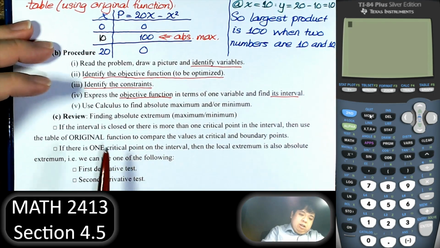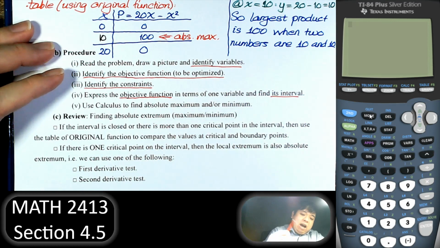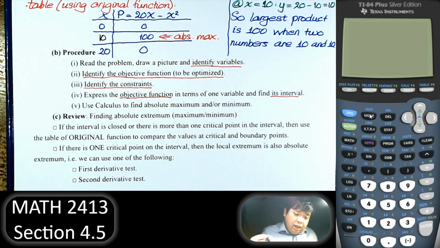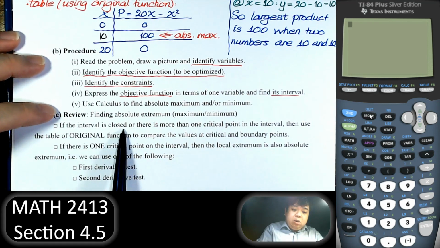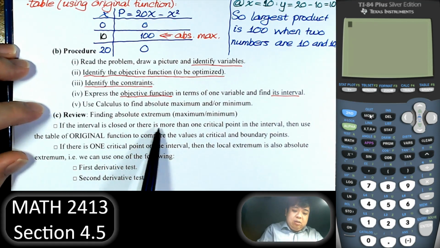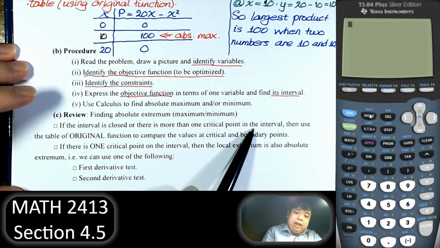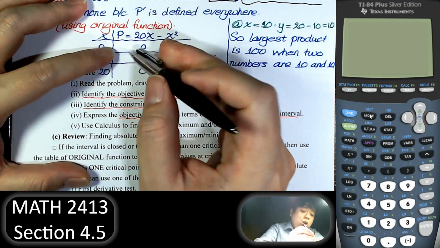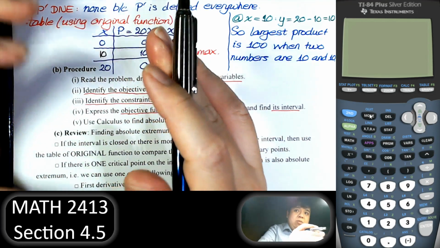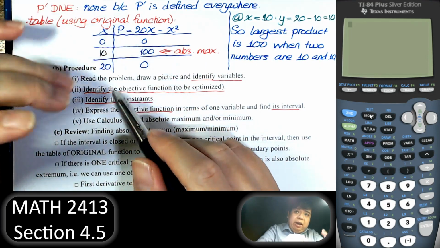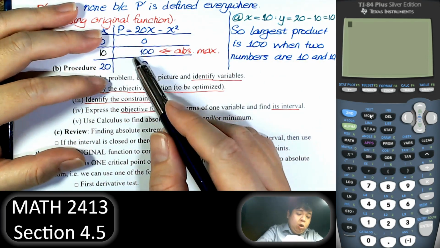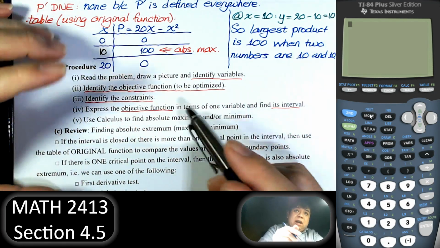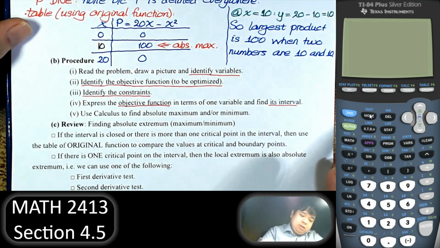Now the review for the calculus. How do we find maximum and minimum? It depends. If the interval is closed, or there is more than one critical point in the interval, then we use the table. So if we have a bunch of points, use the table. If we have a closed interval and a bunch of points, or just a closed interval, use the boundary. Use the table.